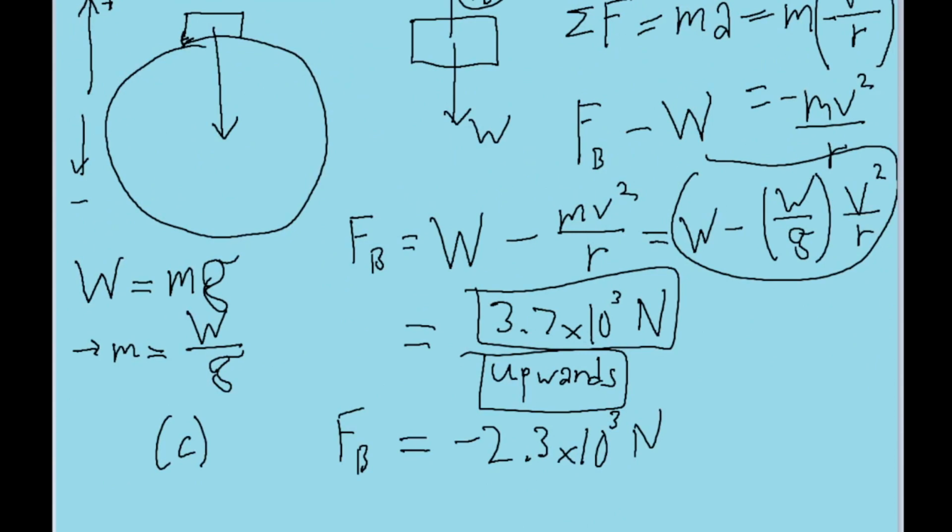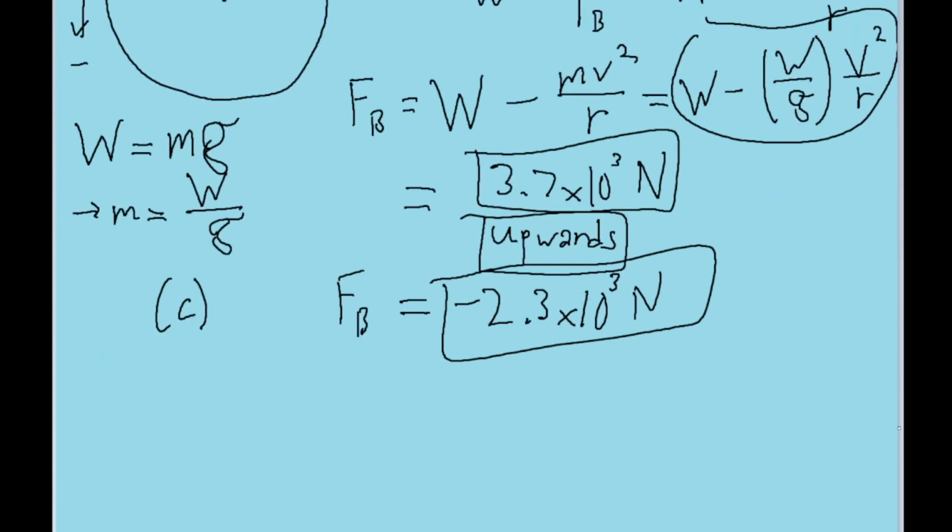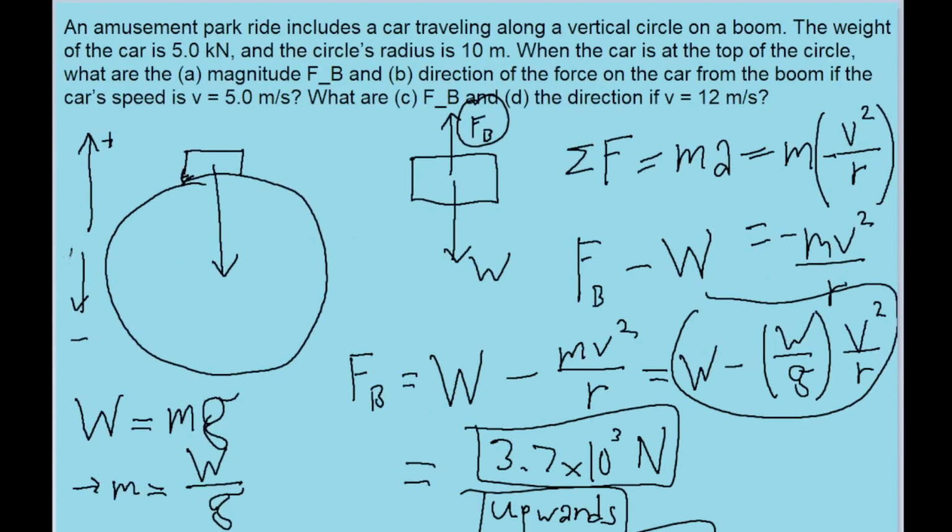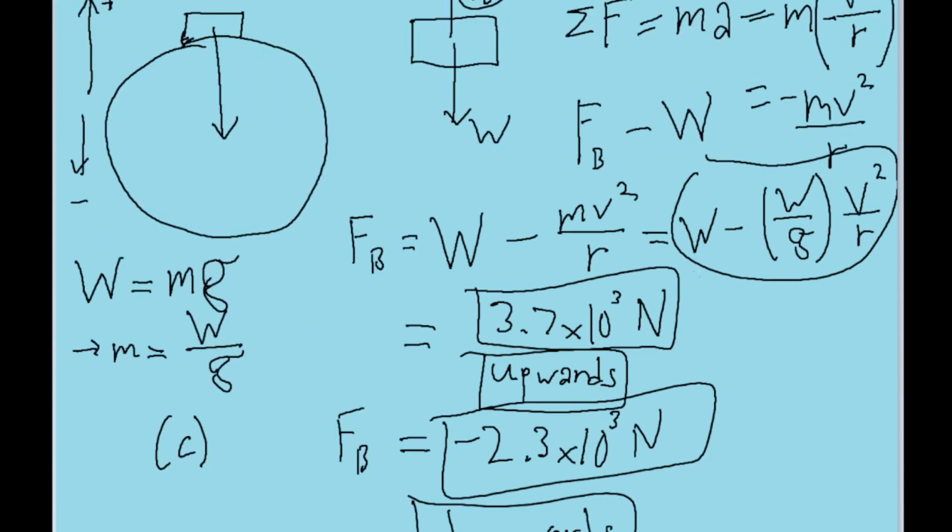Now, if the problem asks for magnitude, we can just disregard the negative sign. But the negative sign is still very useful because it tells us that it's directed downwards. This is going to be a downward force because the negative sign indicates that this force is going to point along the negative direction of the axis of the coordinate system we set up. So that is what we're going to use here.